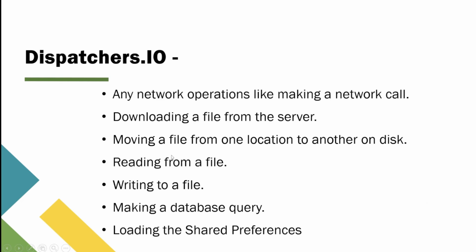Now let's talk about Dispatchers.IO. So any network operations like making a network call, downloading a file from the server, moving a file from one location to another, reading from a file, writing to a file, or making a database query, or maybe loading the shared preference. So any kind of operations that demand network calls, or reading, writing, or making some queries, those are the places where you should make use of Dispatchers.IO. IO stands for input output. So that's pretty much about Dispatchers.IO.